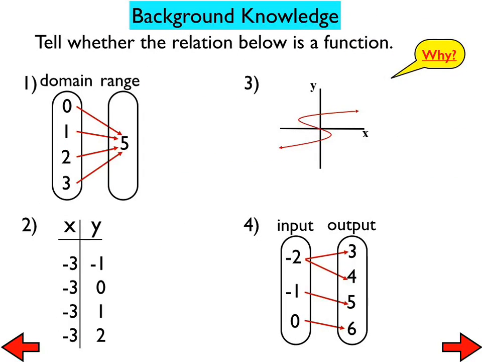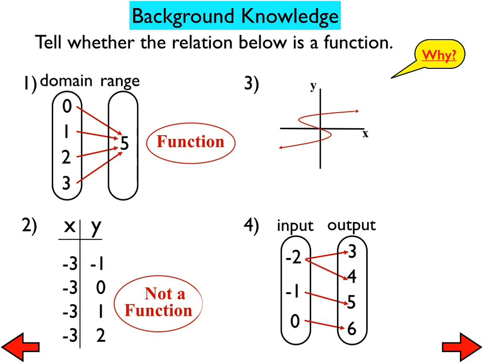Okay, so one of the things we've talked about in this unit so far is determining if something is a function based on a mapping. Mappings are like number 1 and number 4, or maybe like from a table like in number 2, or from a graph. Obviously, number 1 is the only one that is a function up there. Number 2 and 4 are not, because there's not a unique output for each input. Number 3 is not a function because of the vertical line test.